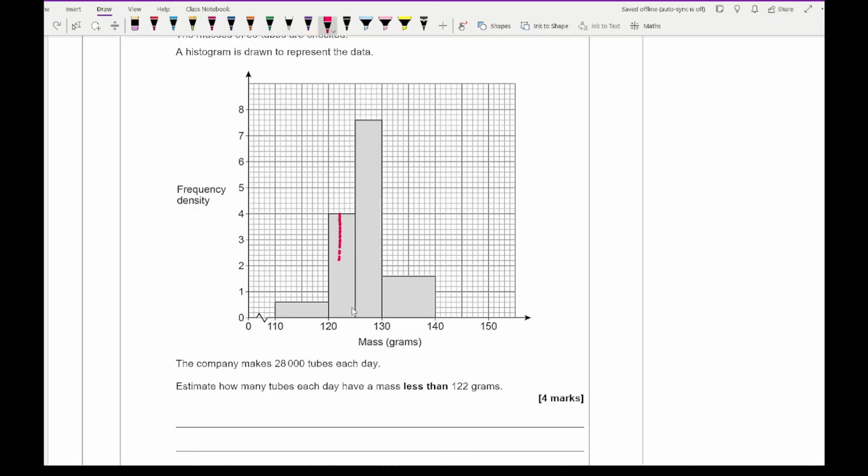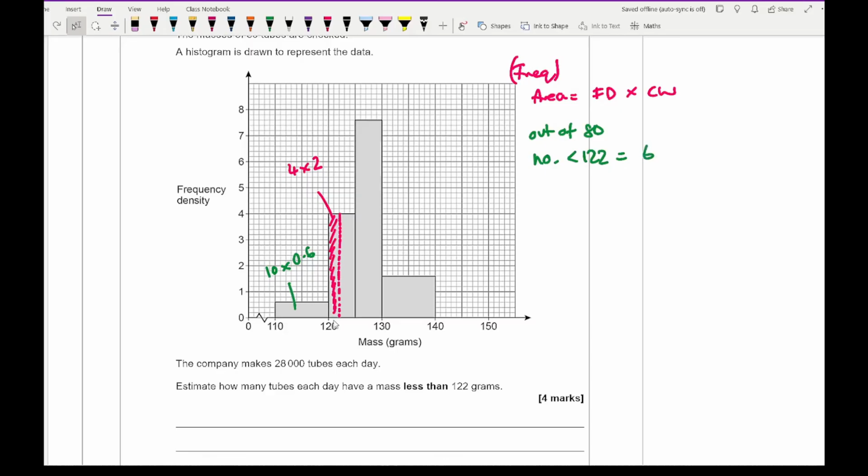And what we want to do is work out the area of each of these. So this area here, the area, or the frequency, is going to be equal to the frequency density multiplied by the class width. So this area here has got frequency density of 4, so that's going to be 4 times 2, and this area here is going to be 10 times 0.6. So out of 80 tubes, the number less than 122 is going to be 6 plus 8, which is 14.